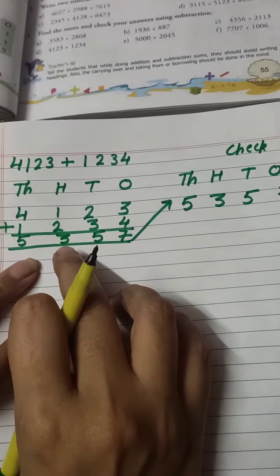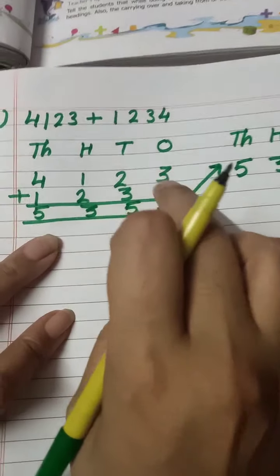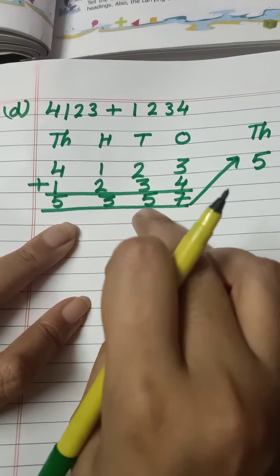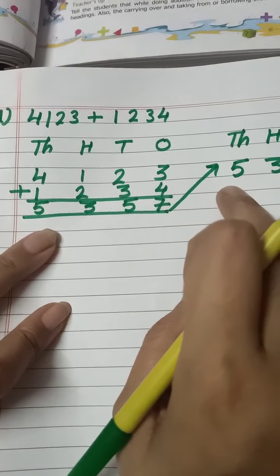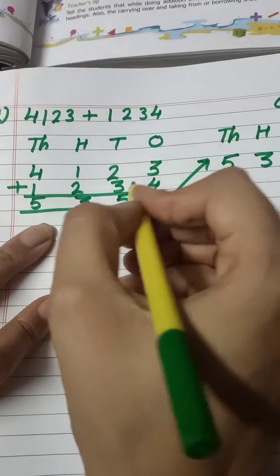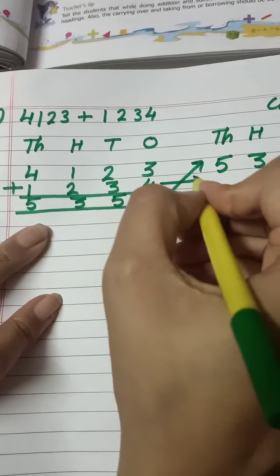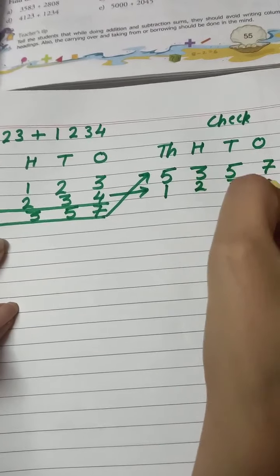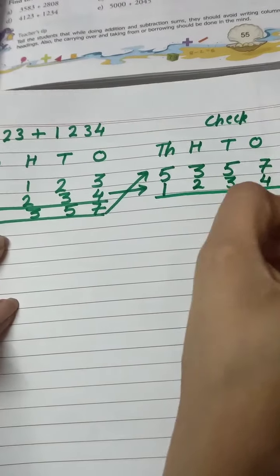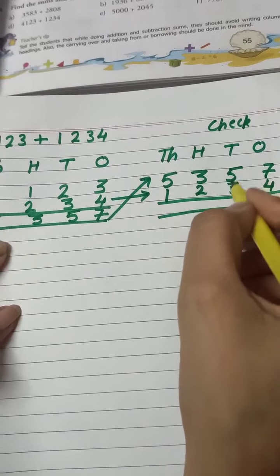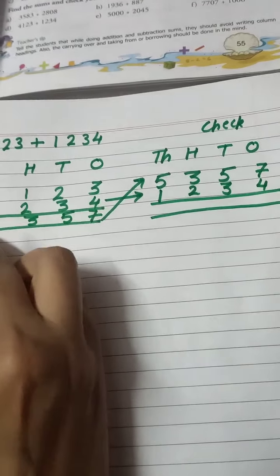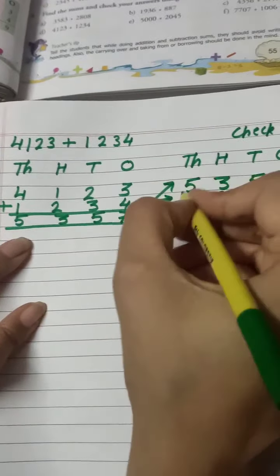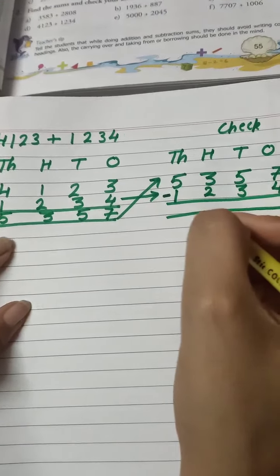Okay. Now next step is we will subtract any one of the addends from this sum. Okay. So here we will write the addend. So I am taking this addend. That is 1234. Okay. Now subtract these numbers because we are checking by subtraction. Addition we have already done. So here we will put minus sign.